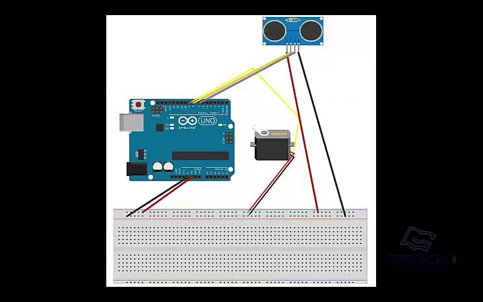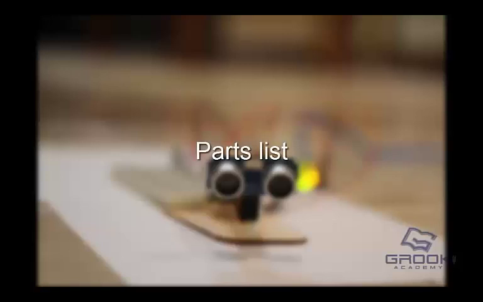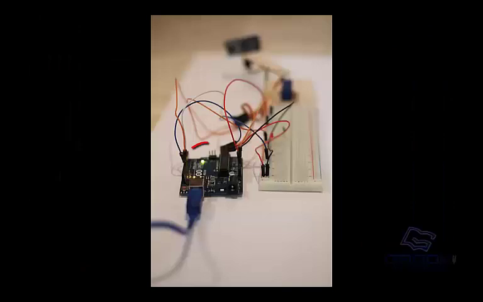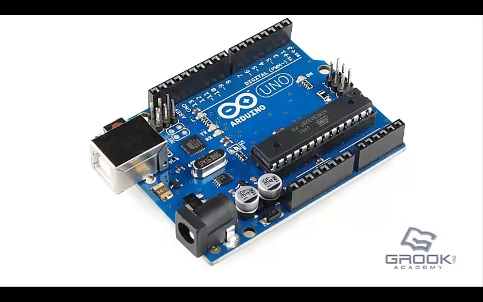This is the diagram of the network. It is simple. You can download it. Parts list of the project. First, and the most important component, is the microcontroller. In this project, we have used Arduino Uno. For more information, please visit Arduino CC.